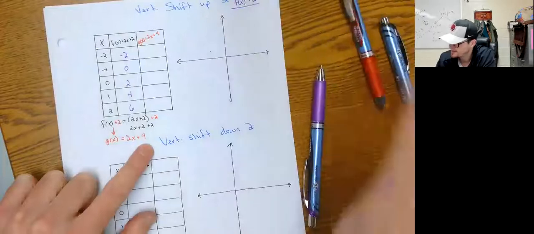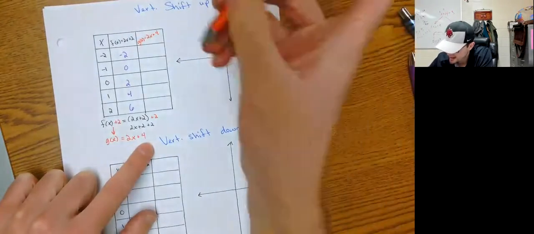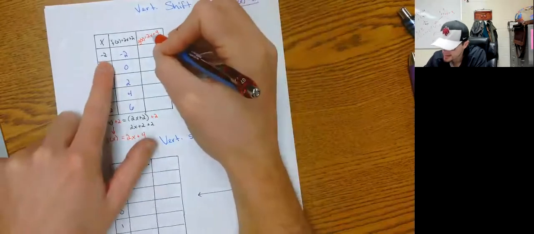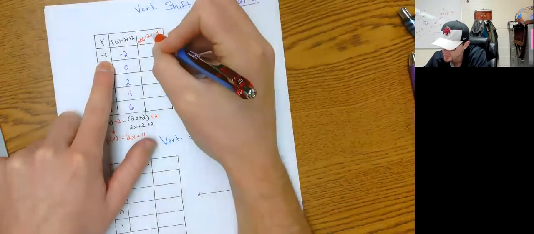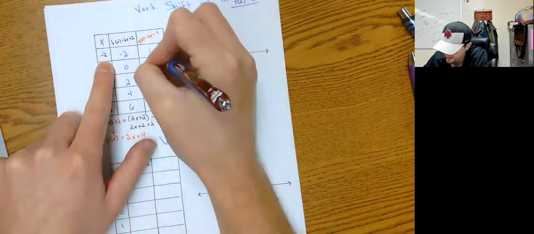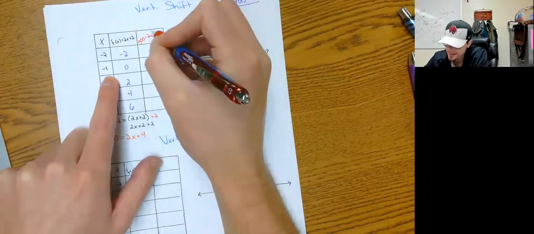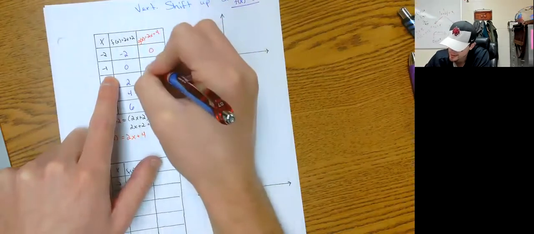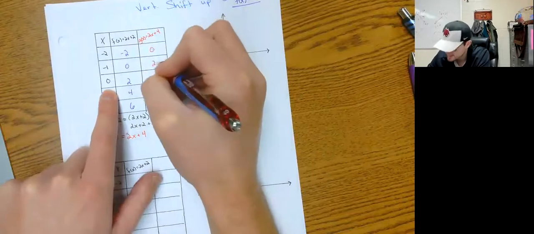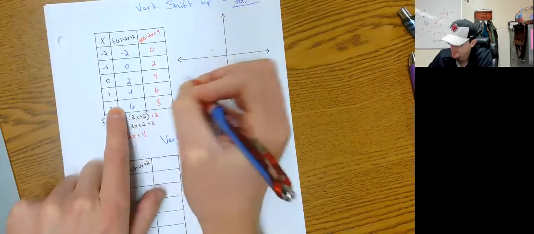All right, so let's actually plug these in. 2 times -2 is -4. -4 plus 4 is 0. 2 times -1 is -2. -2 plus 4 is 2. And then, right, plus 2, plus 2, plus 2, plus 2. So we're going to get 4, 6, 8.